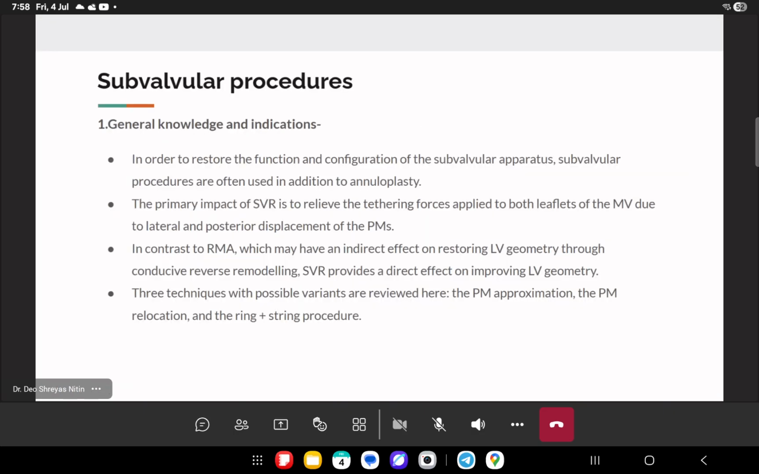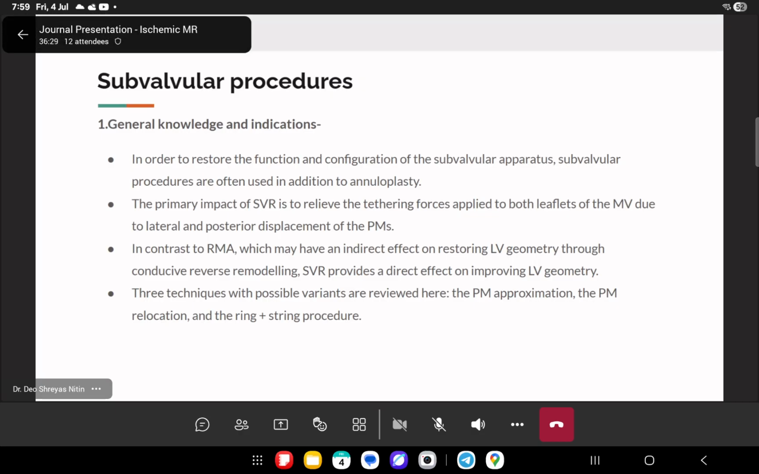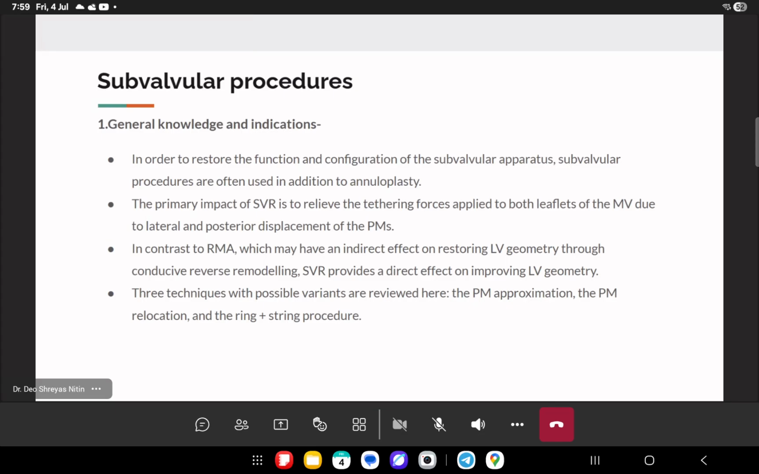Subvalvular procedures. In order to restore the function and configuration of the subvalvular apparatus, subvalvular procedures are often used in addition to annuloplasty. The primary impact of a subvalvular procedure is to relieve the tethering forces applied to both leaflets of the mitral valve due to lateral and posterior displacements of the papillary muscles. In contrast to restricted mitral annuloplasty, which may have an indirect effect on restoring LV geometry through reverse remodeling, subvalvular procedures or repairs provide a direct effect on improving LV geometry.